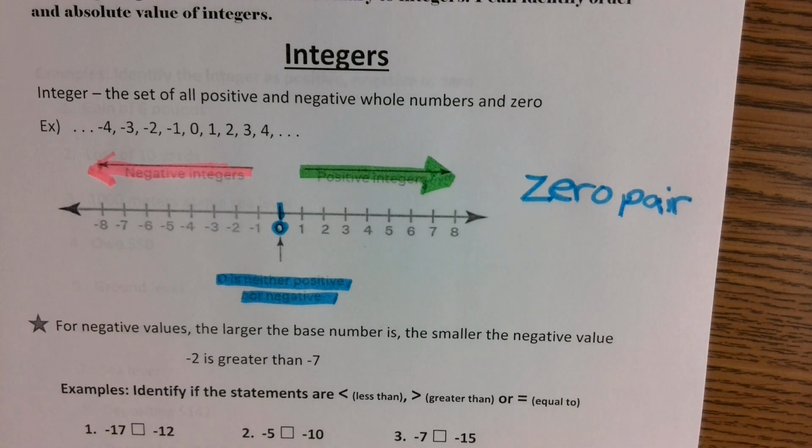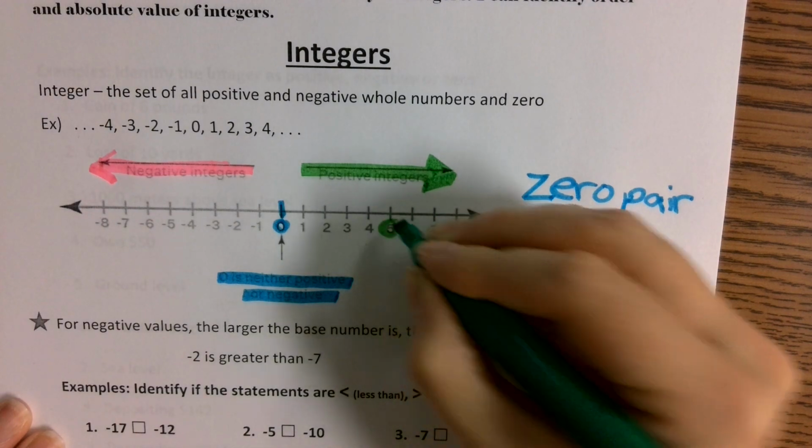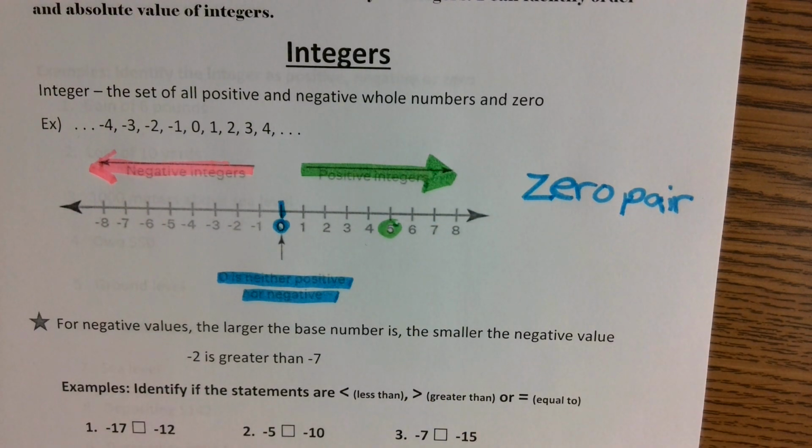So let's say that I take the positive 5. What's its opposite? What's the opposite of positive 5? Negative 5. What's your name, honey? Ariana. Okay. So opposite of a positive 5 is going to be our negative 5.